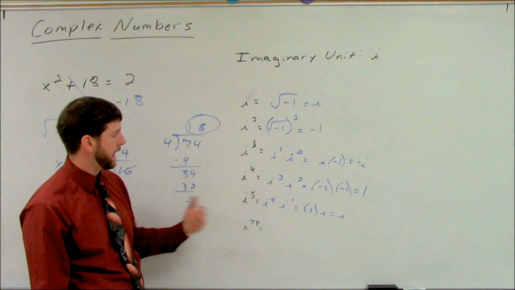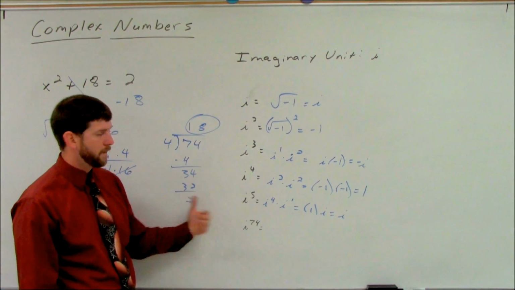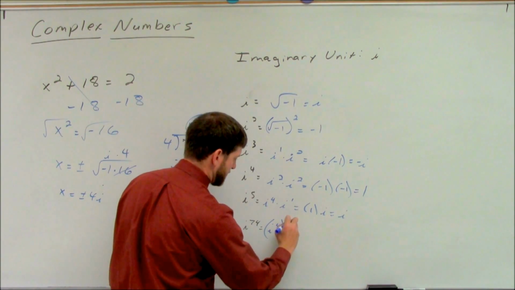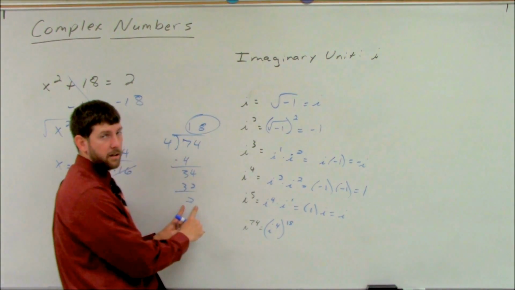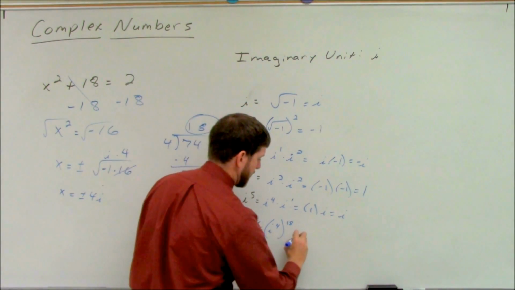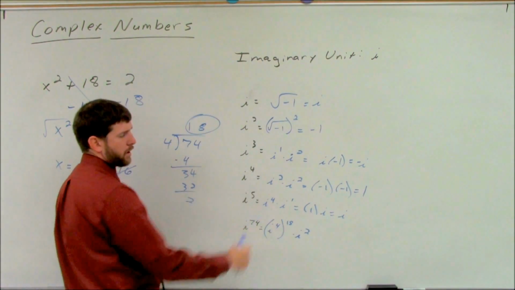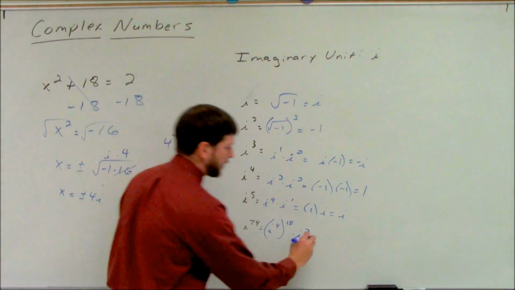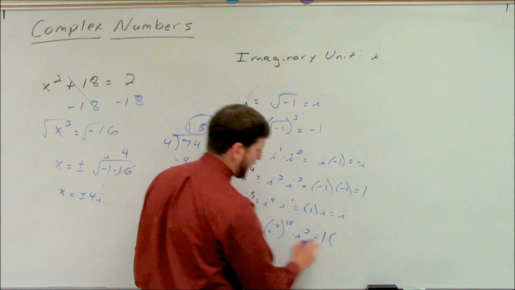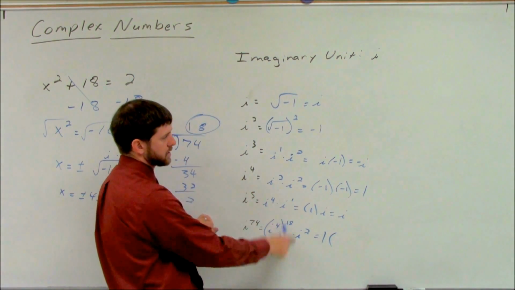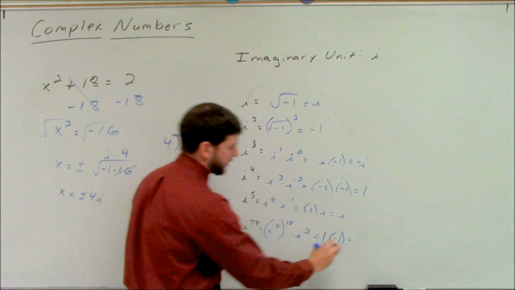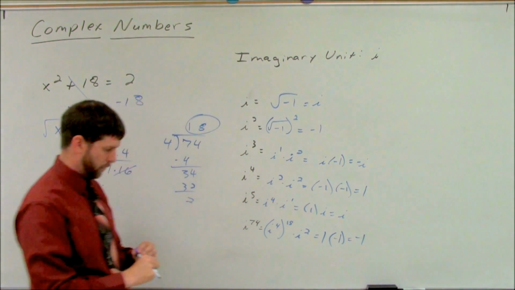So it's i to the fourth 18 times, and then we had 2 more i's left over, an i squared left over. Well, it doesn't matter how many times it goes through the cycle, i to the fourth is always going to be 1. So what we get is 1 times i squared, which is -1. So i to the 74th power equals -1.